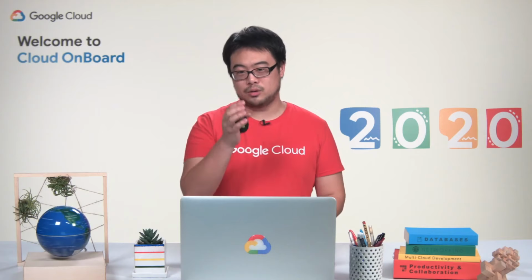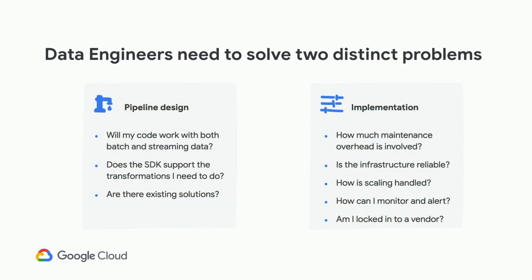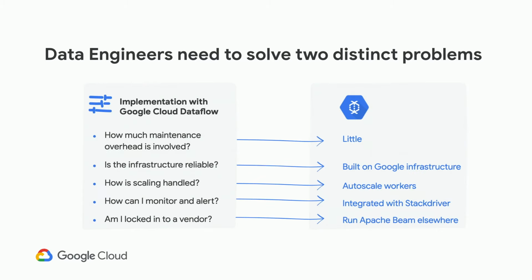All right. So now data engineers need to solve those two distinct problems, right? So still, the implementation: how much maintenance overhead is involved? Is the infrastructure reliable? How is scaling handled? How does it work? How can I monitor and alert? Am I locked into a vendor? So basically it's not, right? So how much maintenance do you need to do? I'll say in Dataflow, you don't take care of the cluster.